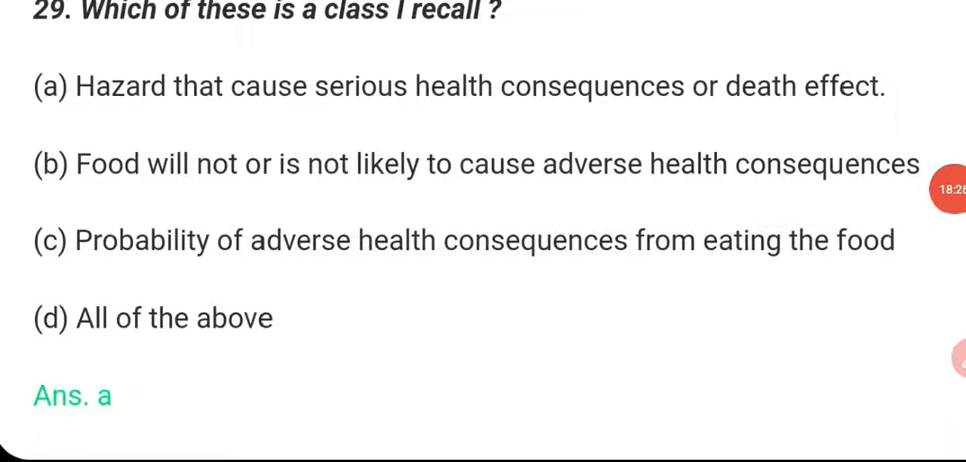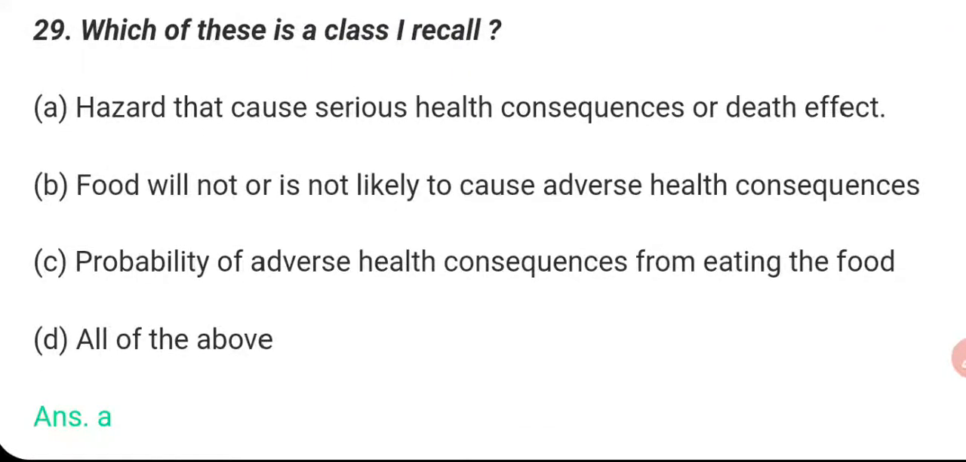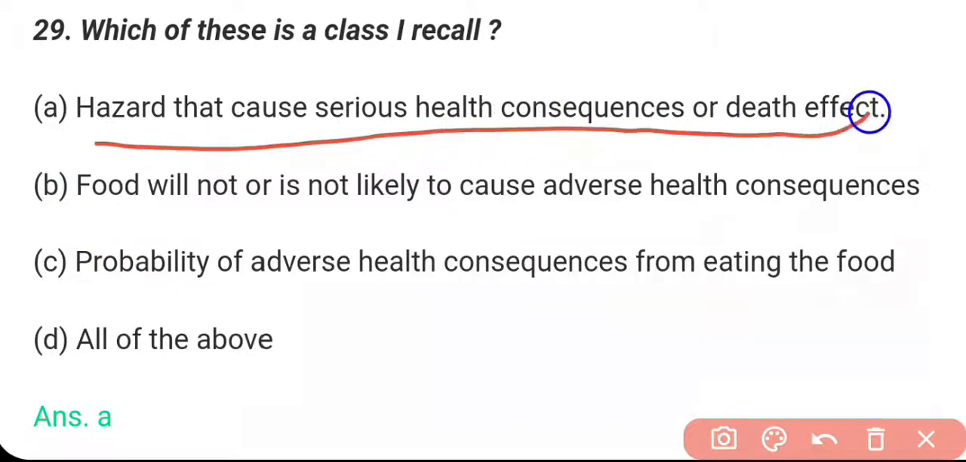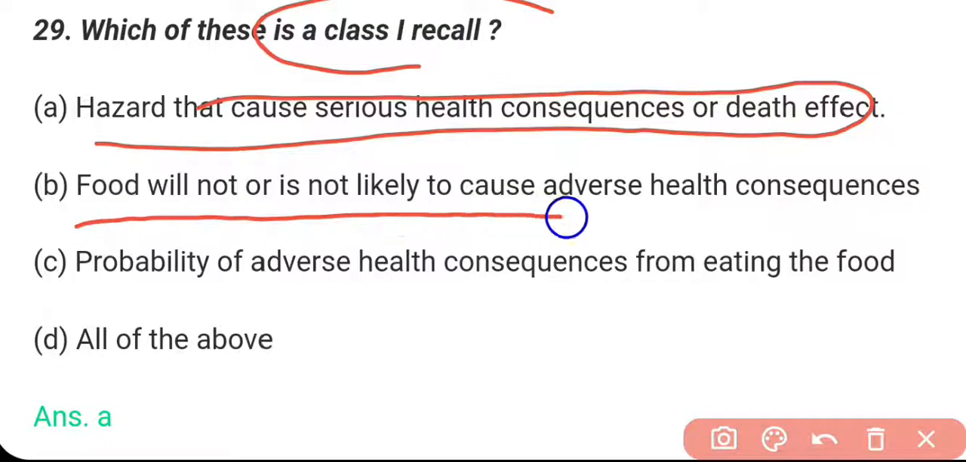Then which of these is a class 1 recall? Class 1 recall is that recall where the hazard causes serious health consequences or death. That case is called class 1 recall. So class 1 recall is there, class 2 recall is there. Class 2 recall is what? Food that is not likely to cause adverse health consequences. This is class 2 recall. So class 1 recall is what? Where there is a chance of death or serious health consequences.